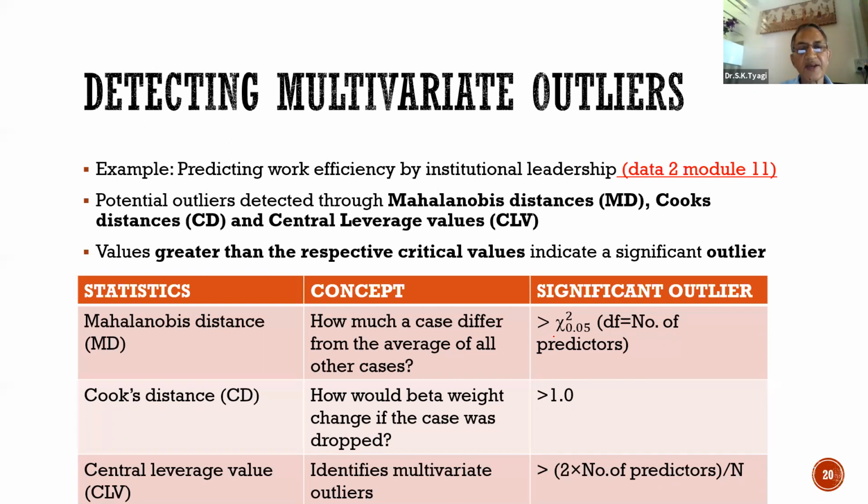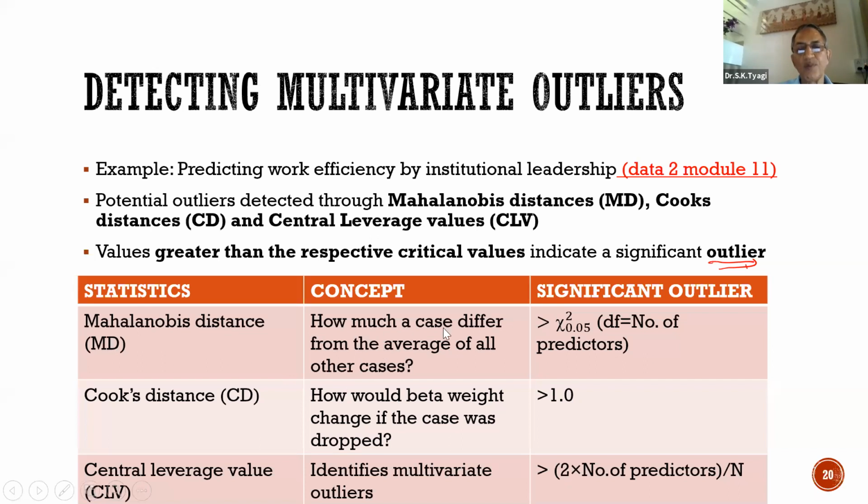If the values are greater than the respective critical values, then they indicate an outlier. So here in the table below, you find the statistics, the meaning of the concept, and when it is a significant outlier. So first is Mahalanobis distance, MD.